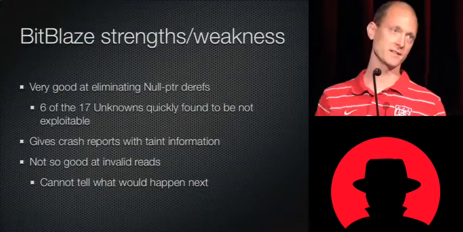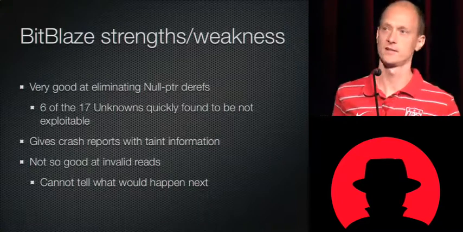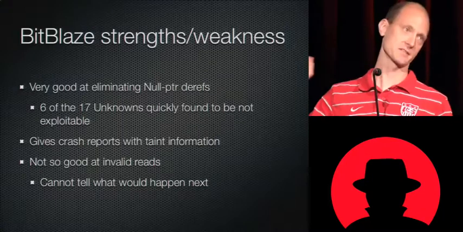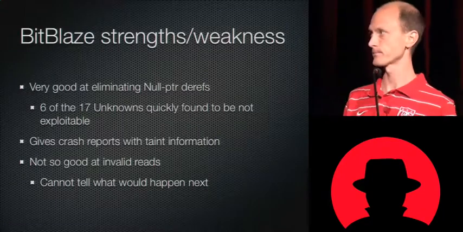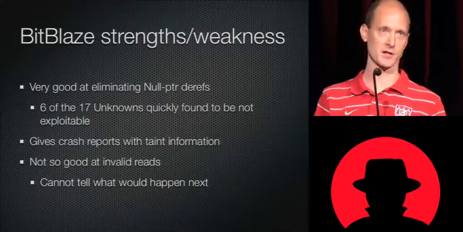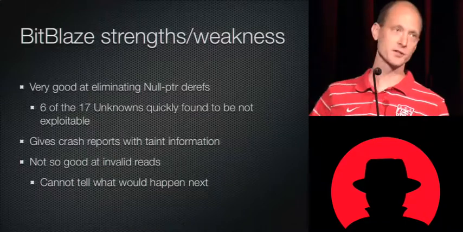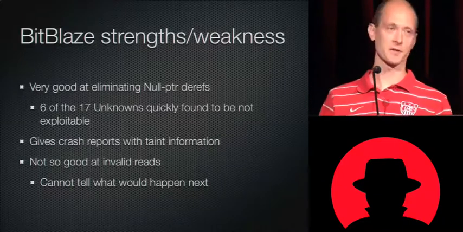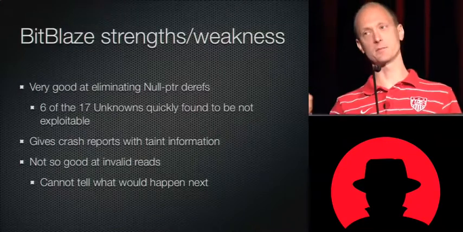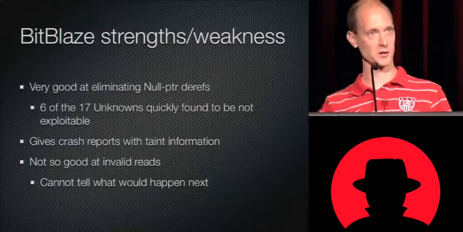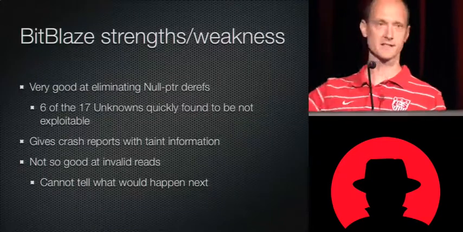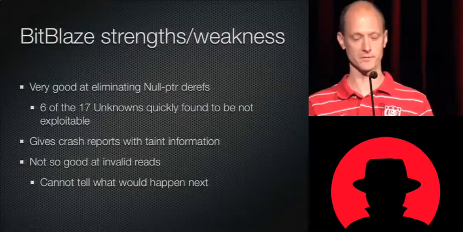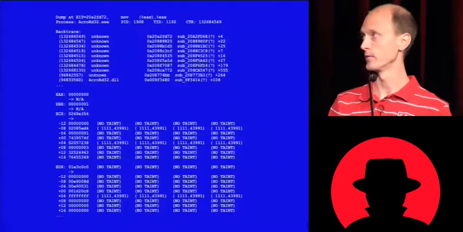So of those 17 unknowns that !exploitable found, you can, with BitBlaze, in just a matter of a minute, throw out 6 of them. So 6 of them for sure are not exploitable. So it does give crash reports with taint information. It's not so good at invalid reads. So why is that? Well, there's nothing exploitable about an invalid read, but what happens is sometimes, if you were to fix things up a little bit, it goes on a little bit and then maybe there's a write or something. But the problem is that's in the future. And you might be able to use Vine or something, but the tracing component at least doesn't tell you about the future. So there's some things it's good at, some things not so good at.